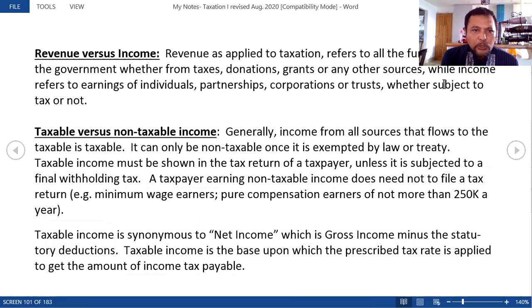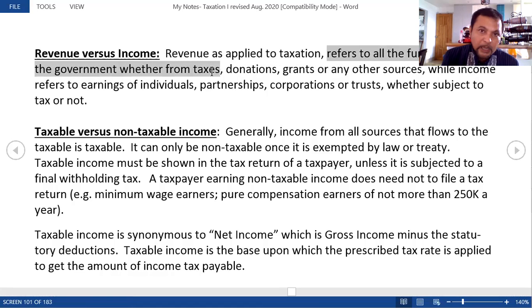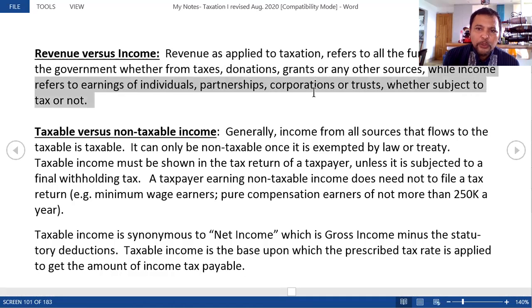So we will now distinguish revenue versus income. Revenue is applied to taxation. This refers to all funds derived by the government, whether by taxes, donation, grants, or other sources. So revenue refers to the government, while income refers to earnings of individuals, partnerships, corporations, or trusts, whether subject to tax or not. So income is a term used by individuals, partnerships, and corporations, while revenue is a term used by the government.